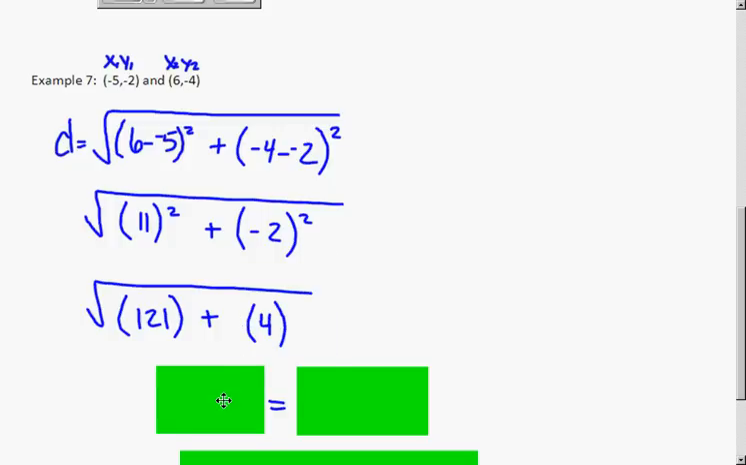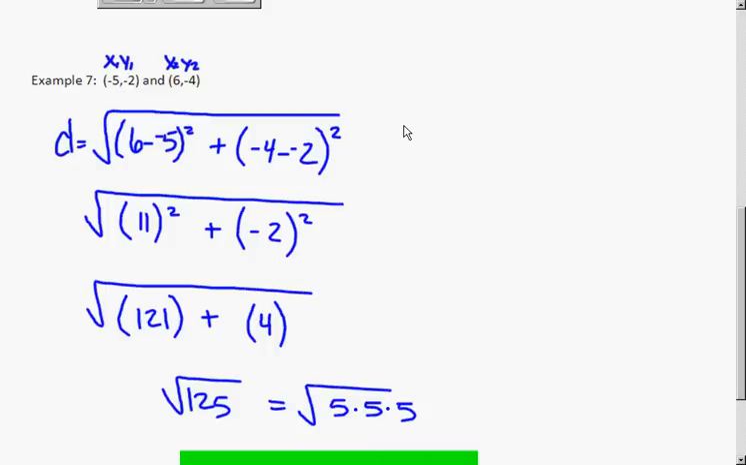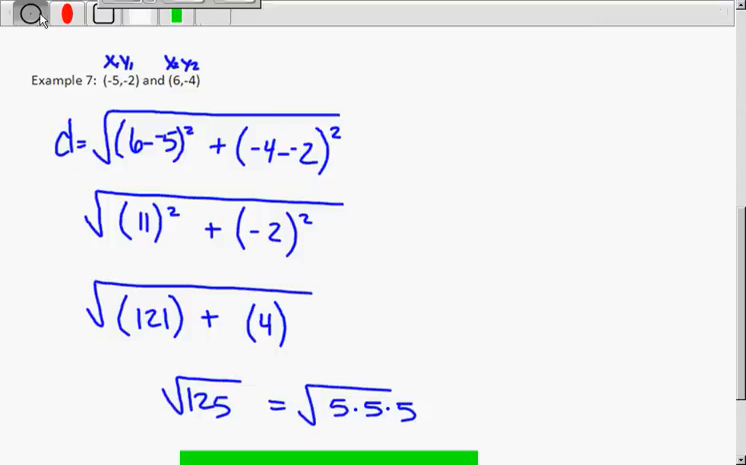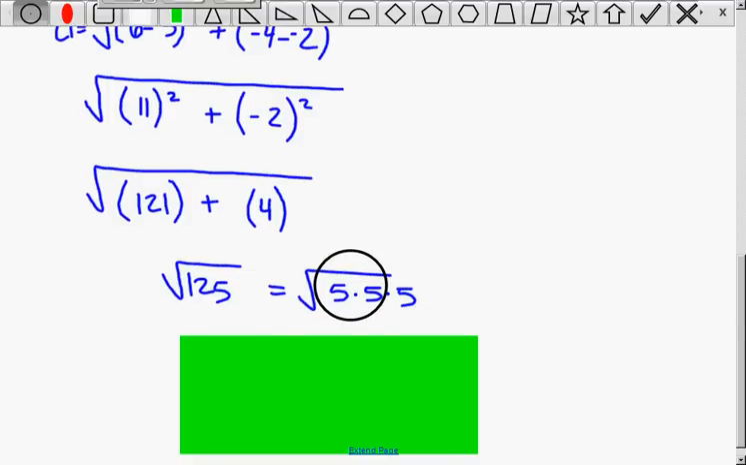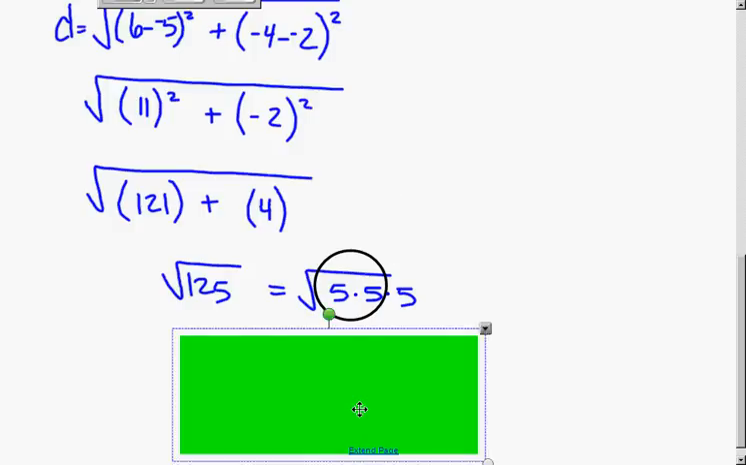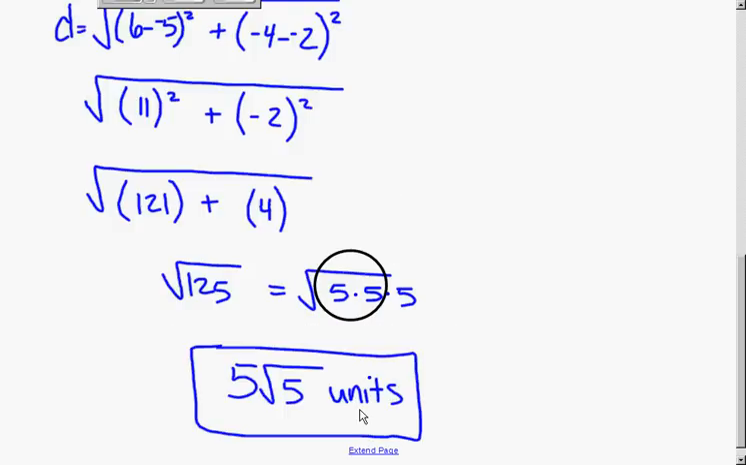We wind up with 121 plus 4, which gives us the square root of 125, which can be simplified, and it would be simplified into 5 times 5 times 5. With this, we're able to move out a pair of 5s, which we would wind up for our answer as 5 square root 5 units.